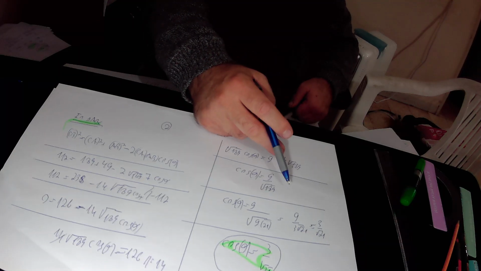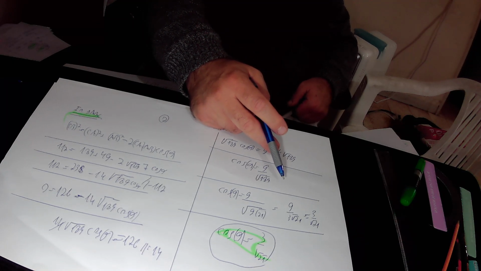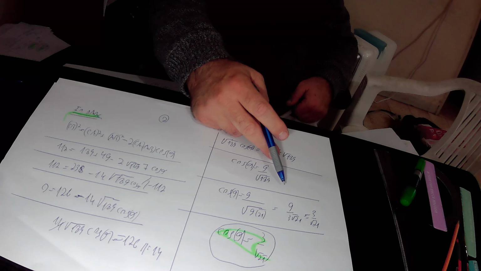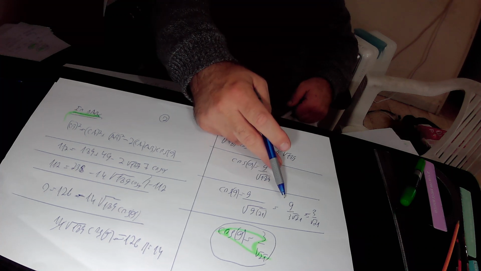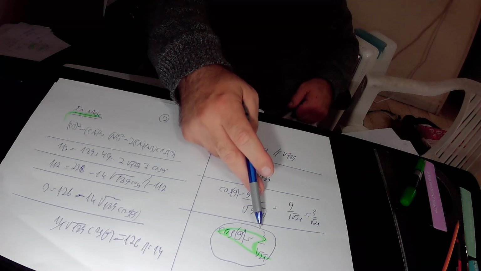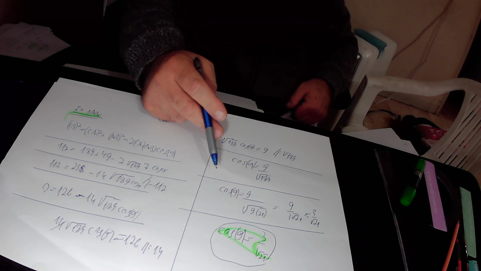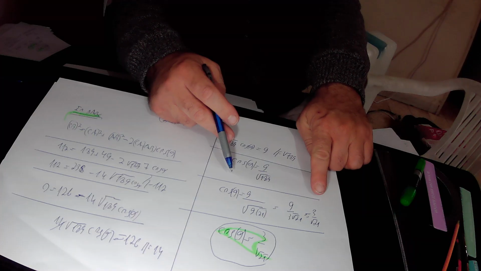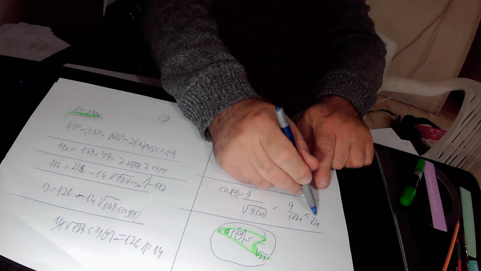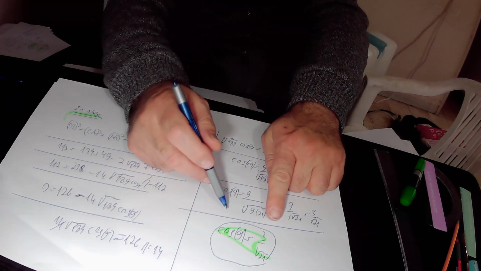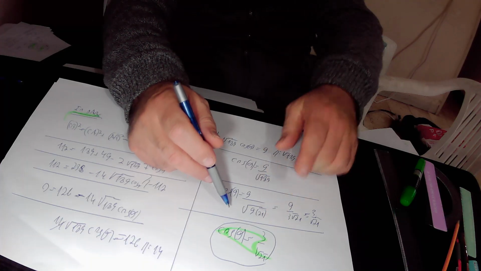We divided both the numerator and the denominator of this expression by 3. 9 over 3 is 3, 3 over 3 is 1, so in total here we are left only with square root of 21. So we found out that cosine alpha equals 3 over square root of 21.